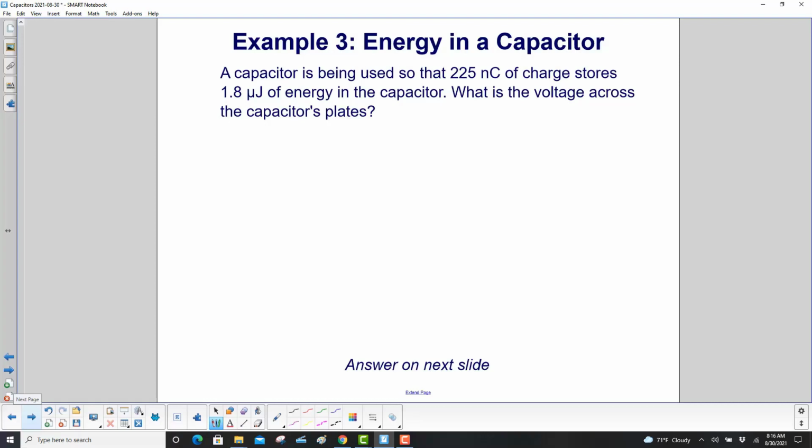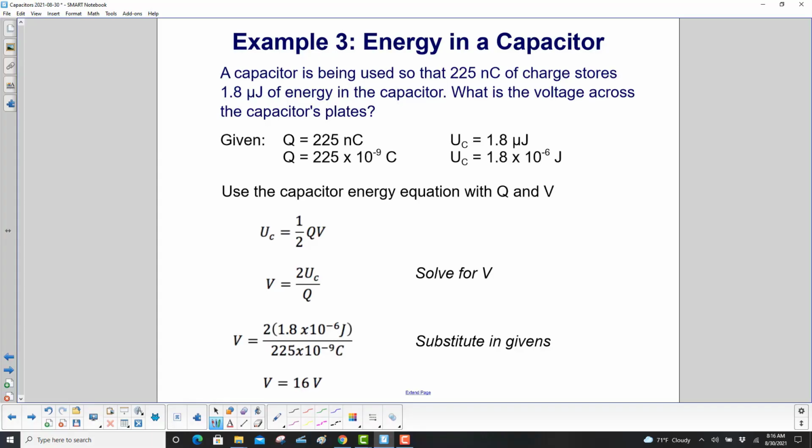A capacitor is being used so that 225 nanocoulombs of charge stores 1.8 microjoules of energy in the capacitor. What is the voltage across the capacitor's plates? We start with the charge and convert nanocoulombs to coulombs. 1 nanocoulomb is 10 to the minus 9th coulombs. And energy, 1 microjoule is 10 to the minus 6 joules.